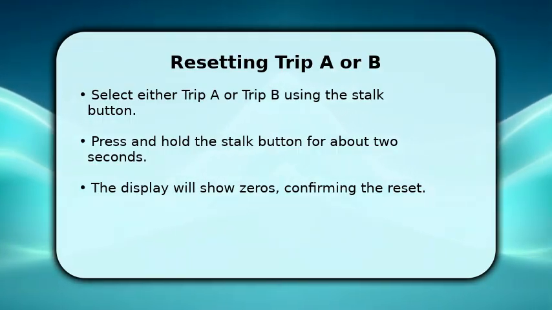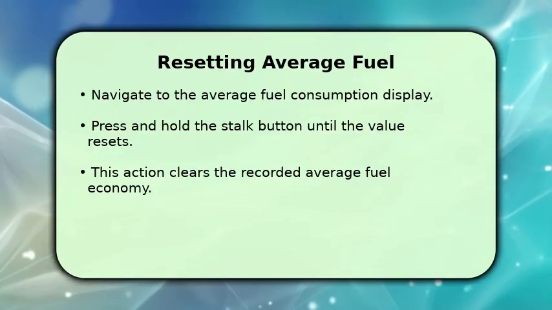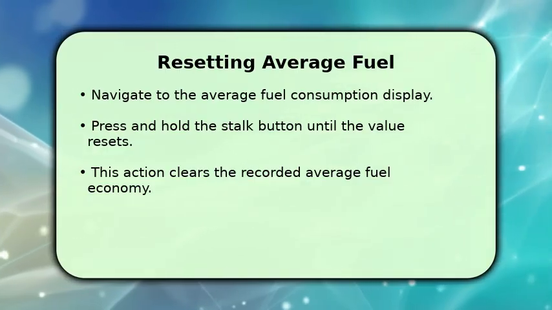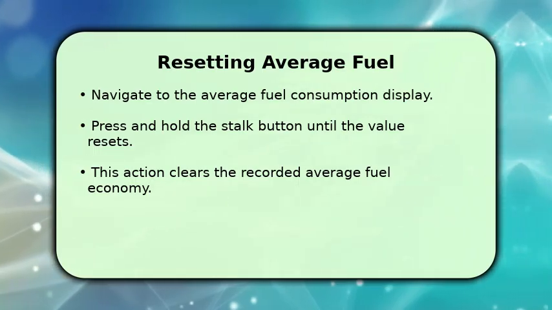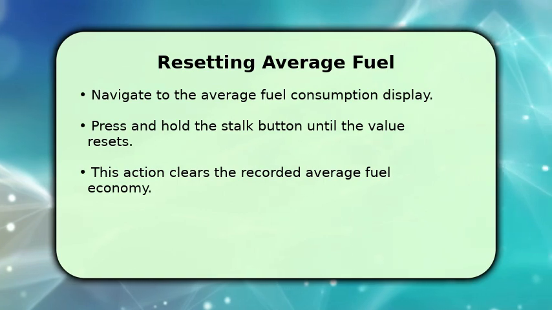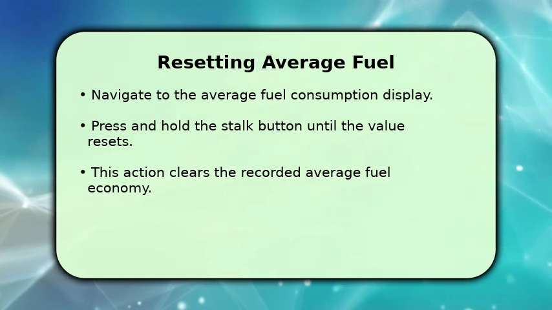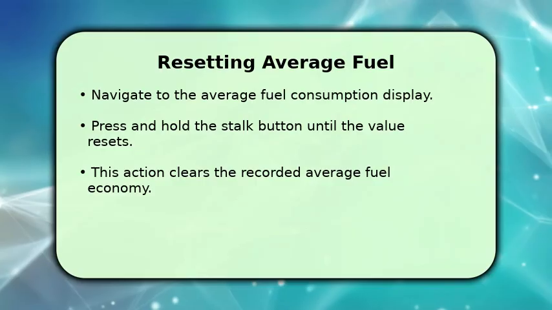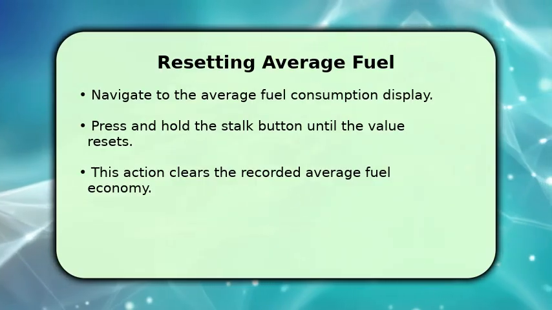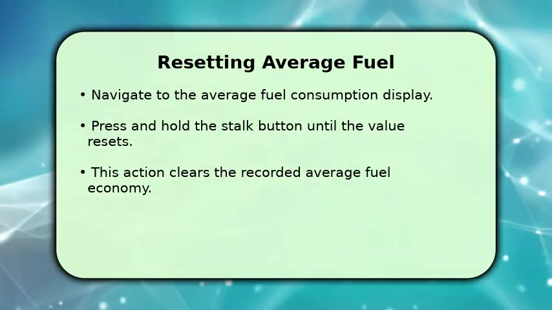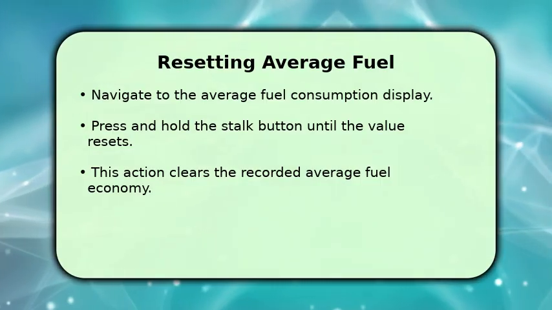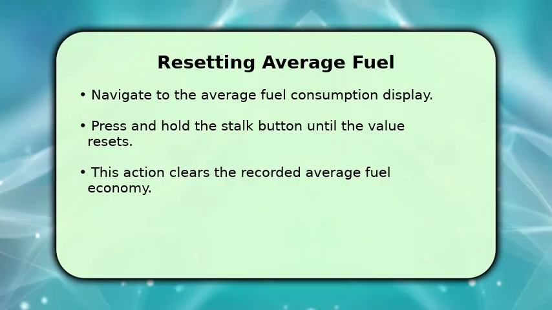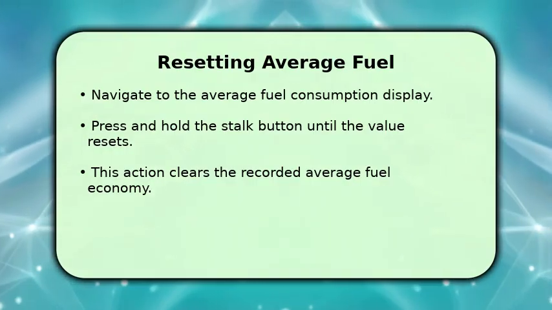successfully reset. Beyond just the trip distance, you can also reset your average fuel consumption. To do this, cycle through the trip computer displays until you find the screen showing your average fuel economy. Once it's displayed, press and hold the same stalk button for several seconds. The displayed average fuel consumption value will then reset, allowing you to start tracking your fuel efficiency anew.